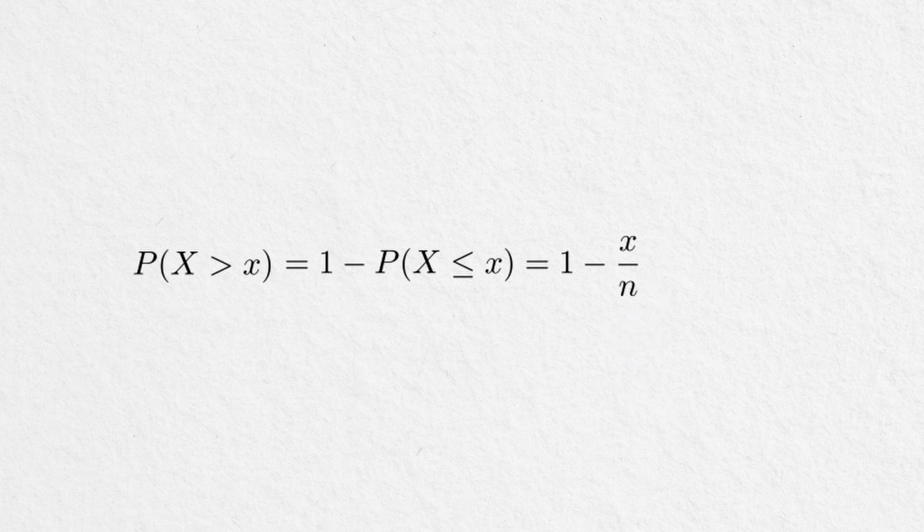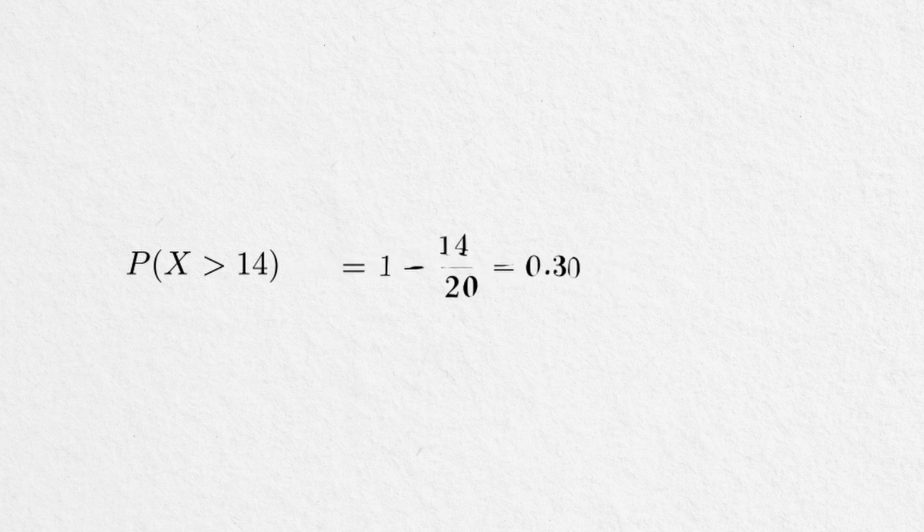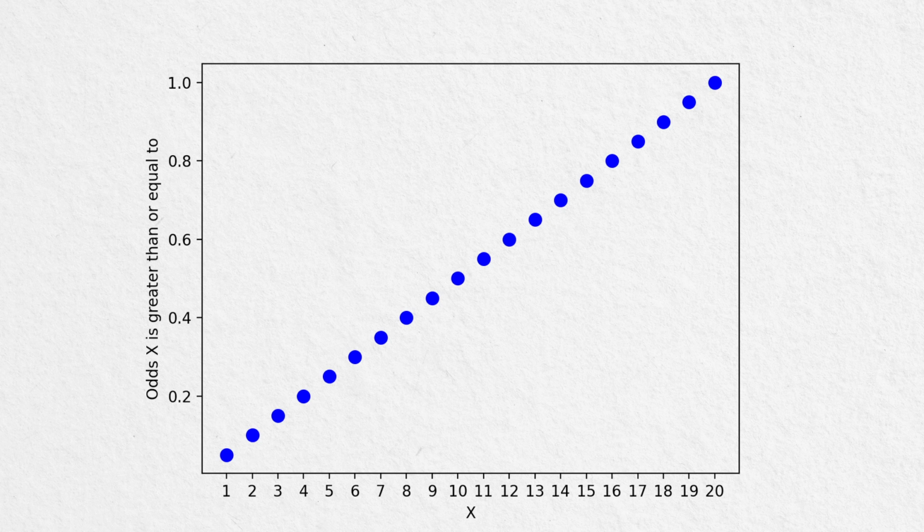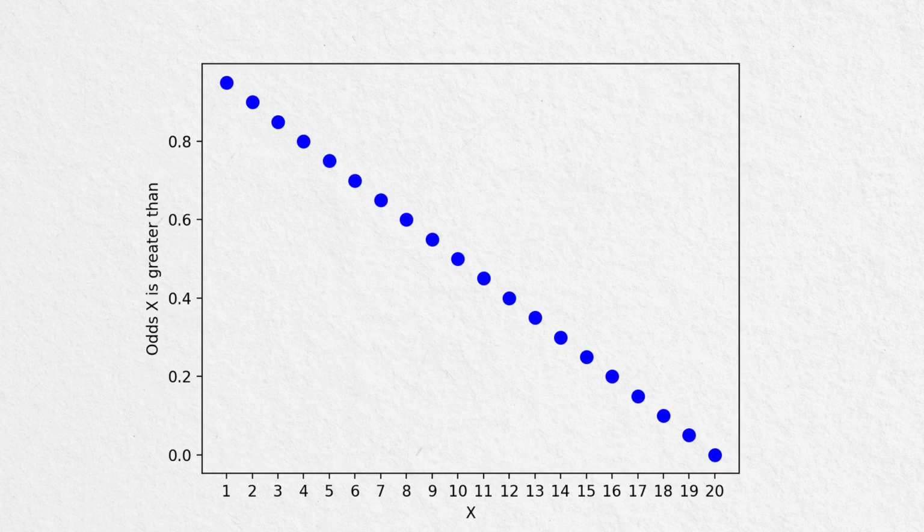For example, say we need to roll above a 14 on our d20 to hit an enemy with an attack. So the probability that a random variable x will be above 14 is equal to 1 minus 14 over 20, which simplifies to 30%. To visualize this, we can plot the CDF. It would look like this. Remember, this is showing the odds of rolling the result, or lower, but we can simply subtract it from 1 and get a more useful graph for our needs. This is showing the odds of rolling the result, or above. You can see it's simply flipped from the previous.